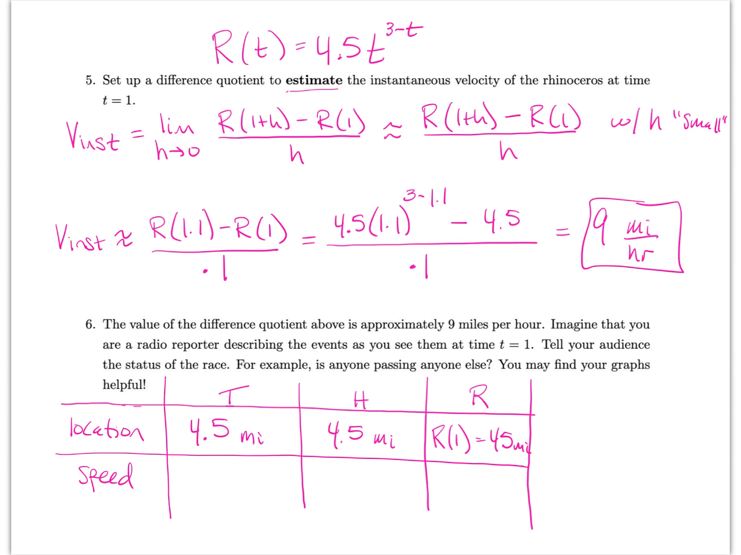So their speed at t equals 1, we already answered for each of the animals in the previous questions. The tortoise is going 4.5 miles per hour because they are always going 4.5 miles per hour. The hare is not moving, 0 miles per hour. And the rhinoceros is going approximately 9 miles per hour. Okay. So we can say at t equals 1, all three are tied, but the tortoise and the rhinoceros are both passing the hare, with the rhinoceros taking the lead.